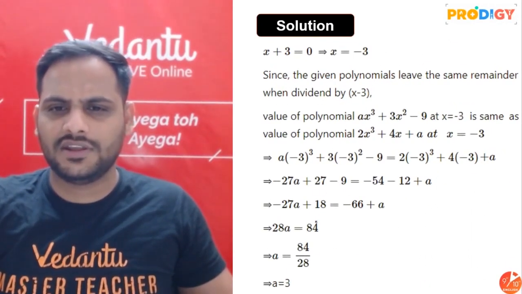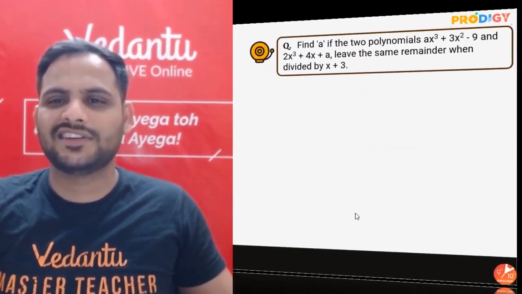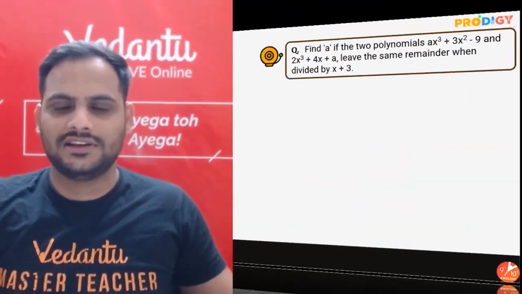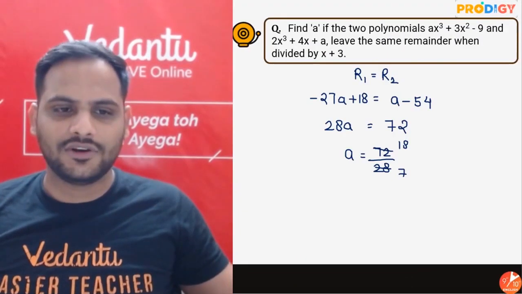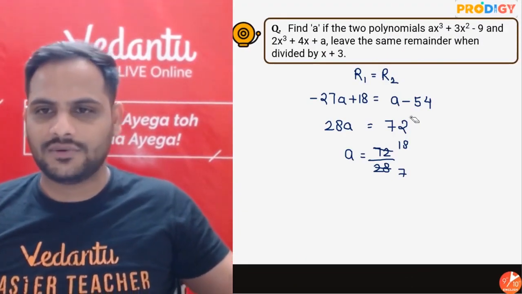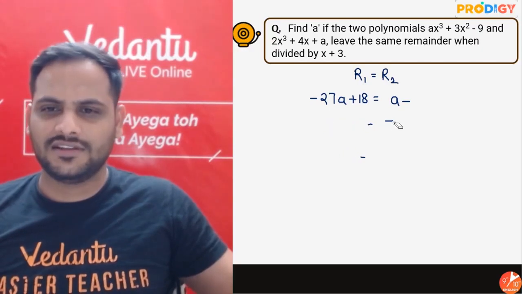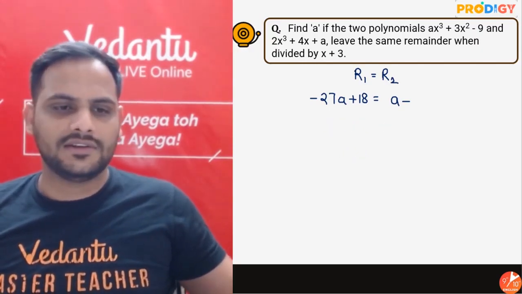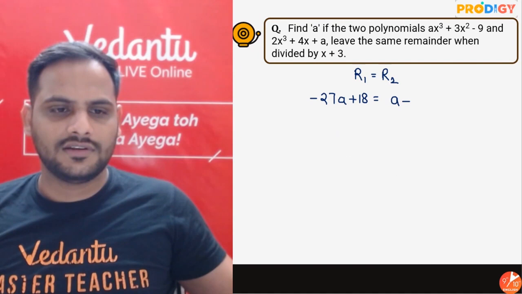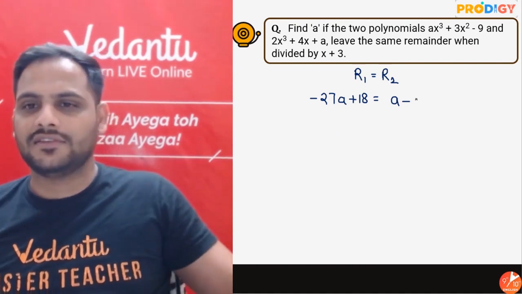Okay, minus 27a plus 18 minus 66. Oh, it is minus 66 and I have written minus 54. I got to know. ठीक है. I have taken the value of R2 wrong. Value of R2 I have taken wrong. That is why I was thinking why a is coming in fraction. ठीक है. Okay, so a minus 66 it is. Alright, it is a minus 66.